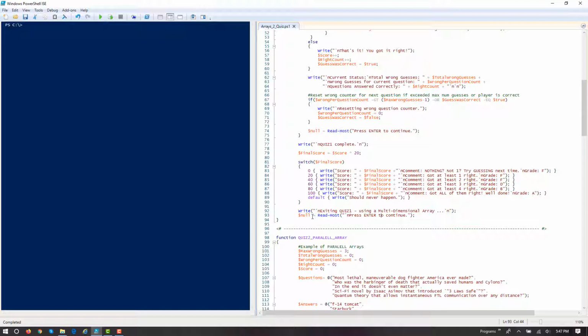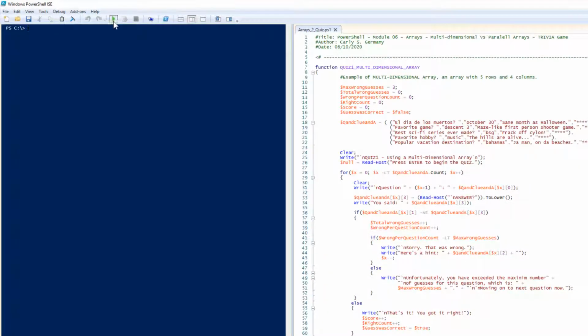But we do need to catch that return value. And if that's fuzzy or you've forgotten, go back and watch the video on functions and functions with the return value. Okay. So in this case, we need to catch that value. So let's run this code and take a look at our trivia game.